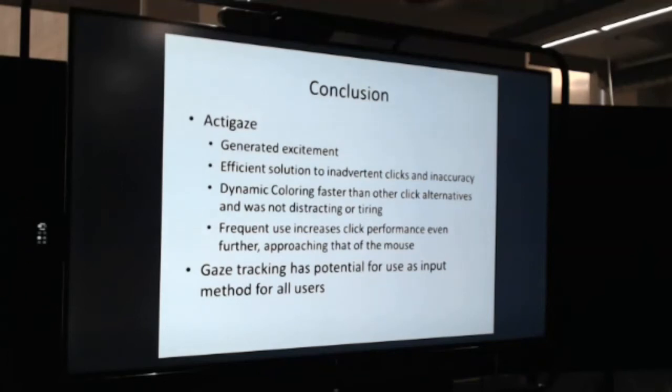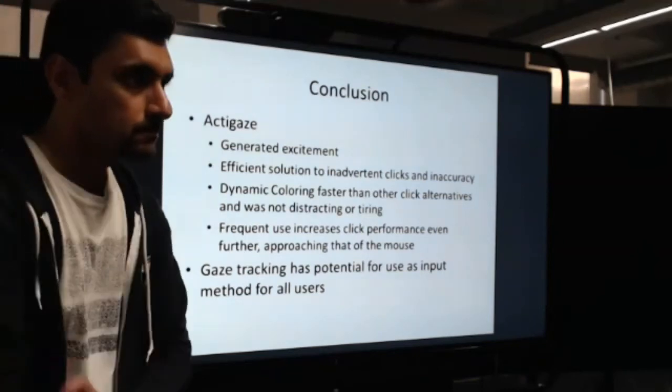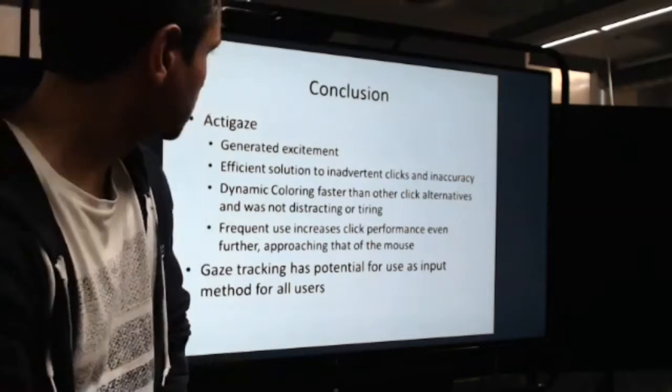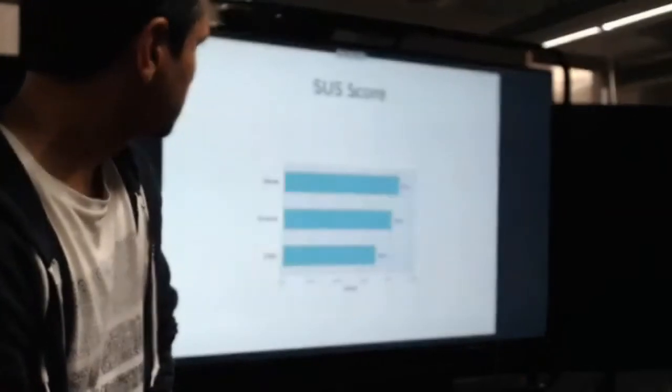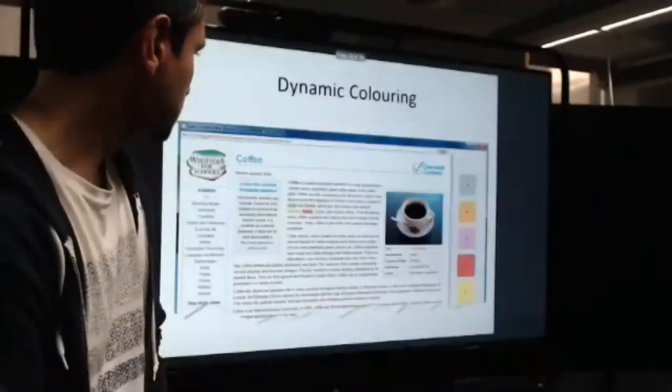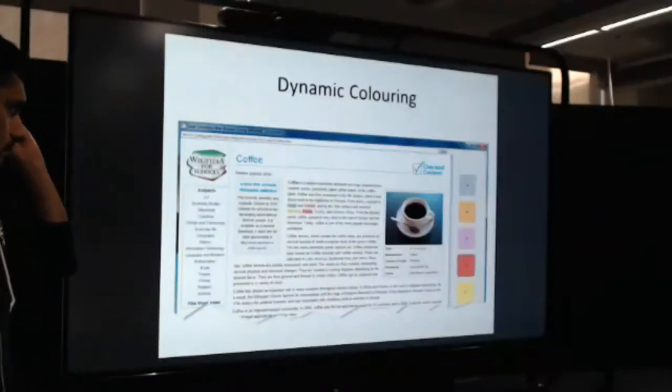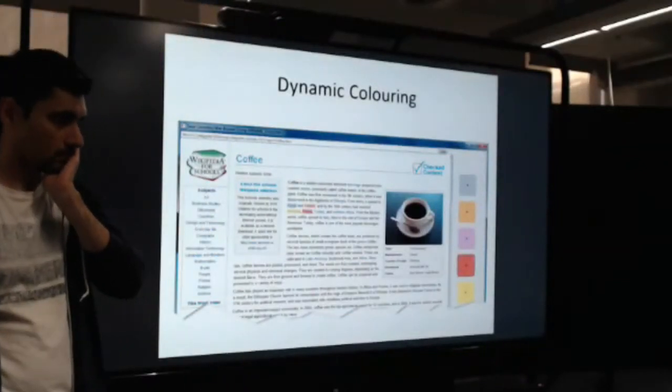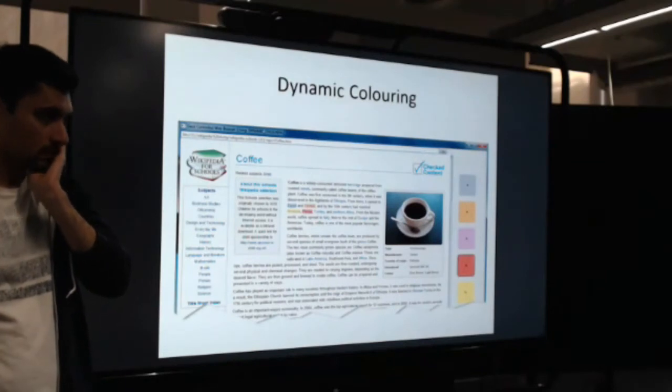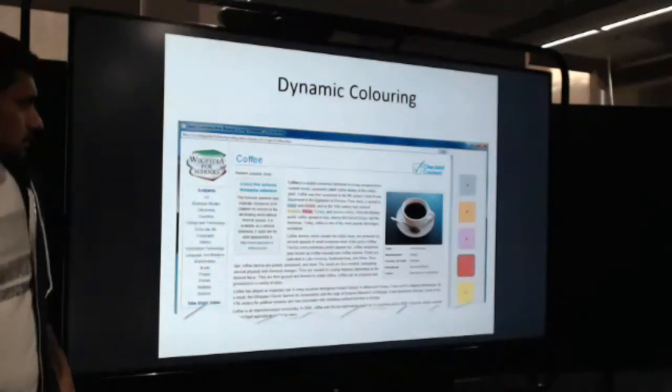Question, yeah? Yeah, sorry, just one more question about the dynamic. Were the colours pre-assigned, or were the colours assigned according to, sort of like a heat map thing, where the one that was the closest to where the gaze was a particular colour and then they worked their way out?